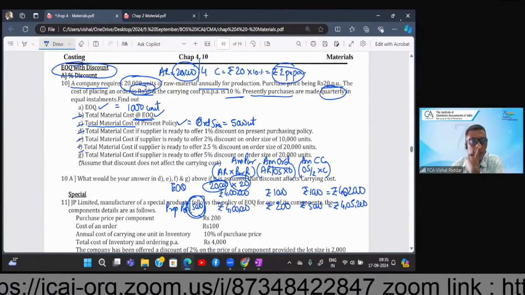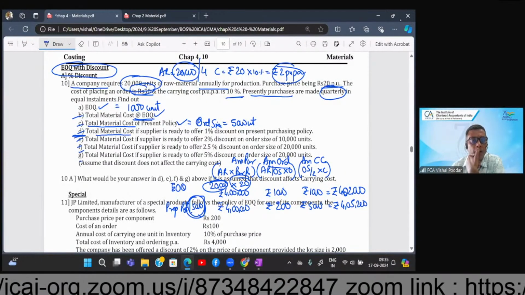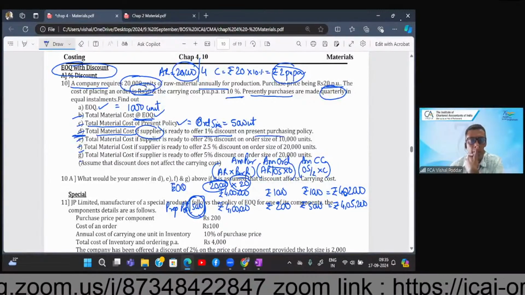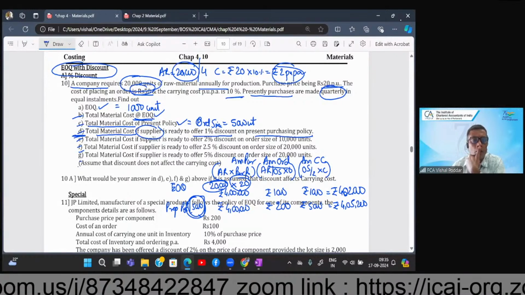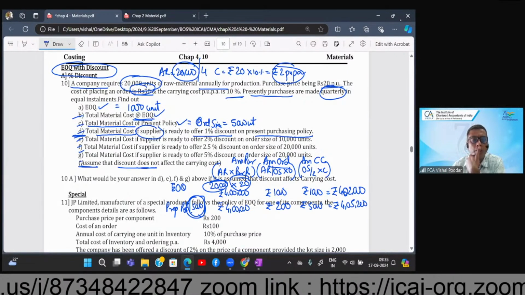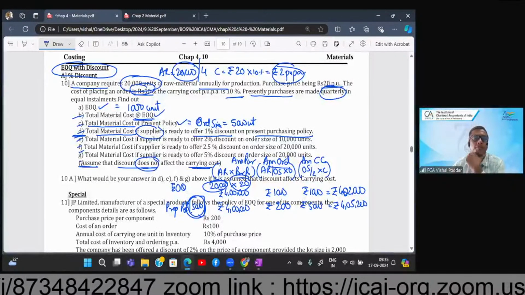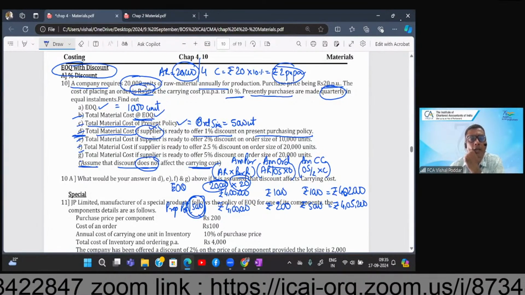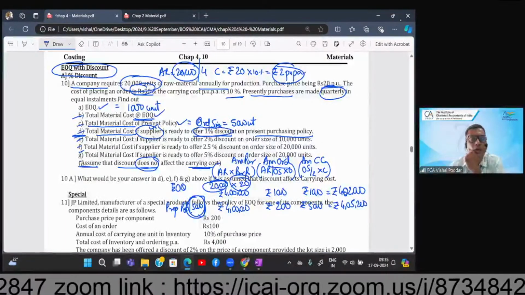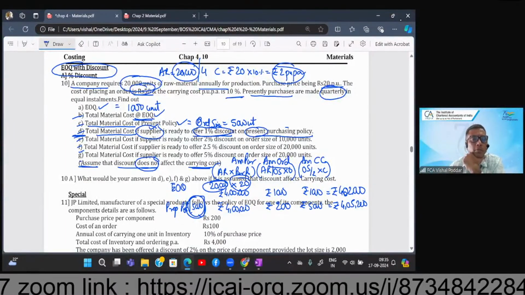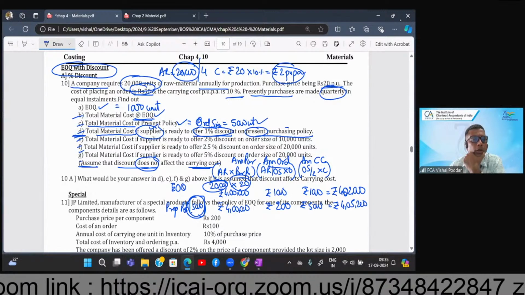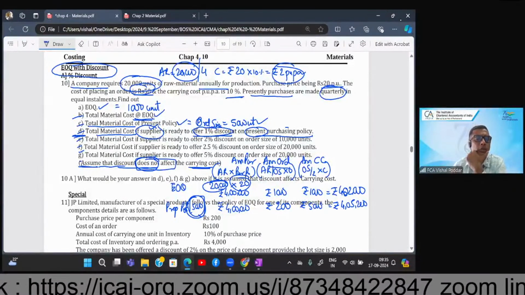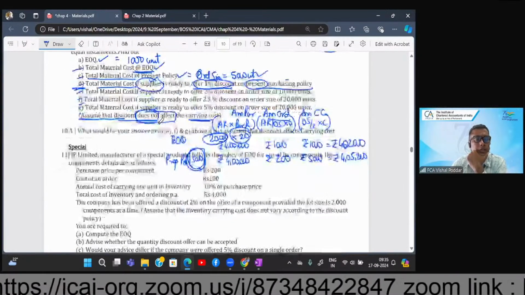Now I come to this D part. Now you have to find out total material cost if supplier is offering 1% discount on present purchasing policy, and there is a common question, assume discount does not affect carrying cost. So I'm answering this. What if supplier is ready to give you 1% discount on the present purchasing policy? Present purchasing policy is 5,000 only. And further, they are given that the discount is not affecting carrying cost. It means carrying cost remains same.